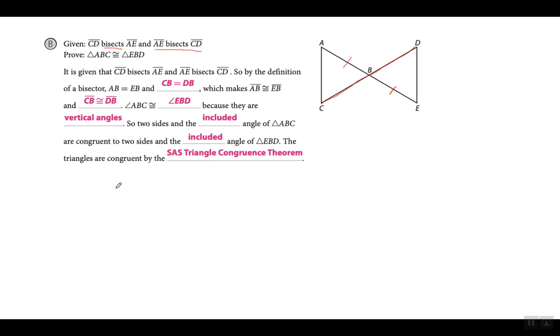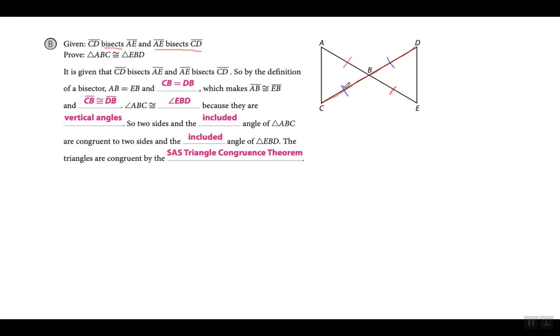AE is this line. Let me use blue. All right, so AE is bisecting segment CD. So that means same thing, that this segment right here, segment CB, has to be equal in length to segment BD. Okay? Si el segmento AE está bisectando el segmento CD, eso quiere decir que si esto está en el medio, el segmento CB tiene que medir igual que el segmento BD.